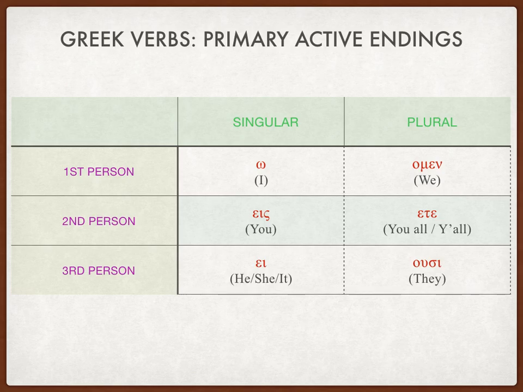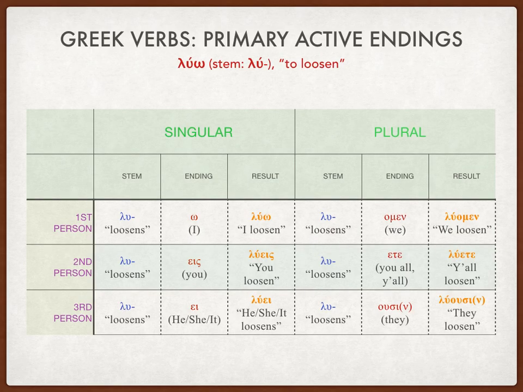If I want to say we are doing something, I'll use the ending omen. Omen, first person plural, you can see at the top right, we. Second person plural, ete, y'all. And then finally, third person plural will be ousi. Ousi, remember omicron and upsilon are like soup in English, ou, usi for they.